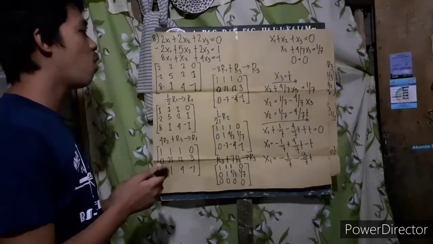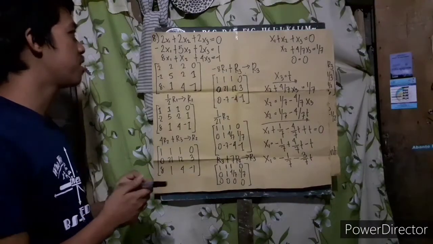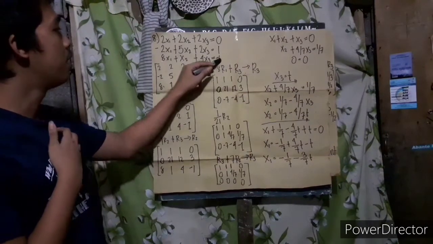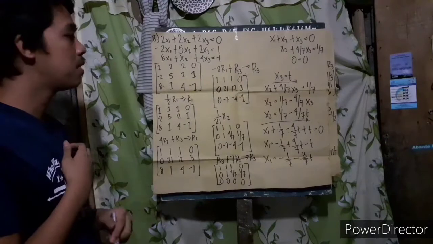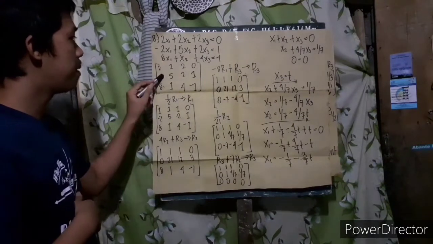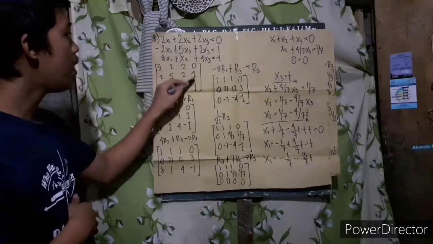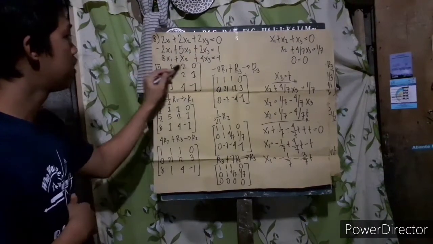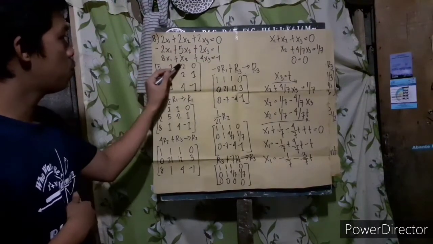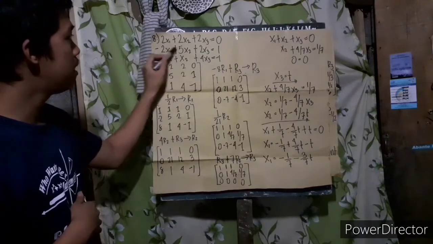Number 8, solve the linear system using Gaussian elimination. So we have here our linear system. Then first we need to get our augmented matrix, which is here. To get this, we just copy the numbers of our linear system here: 2, 2, 2, 0, 2, 2, 0, 2, 5, 2, 1.